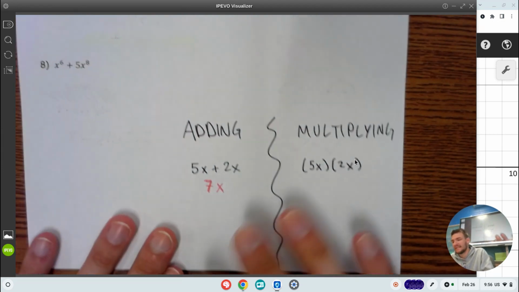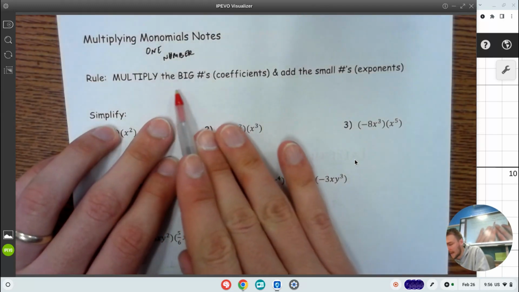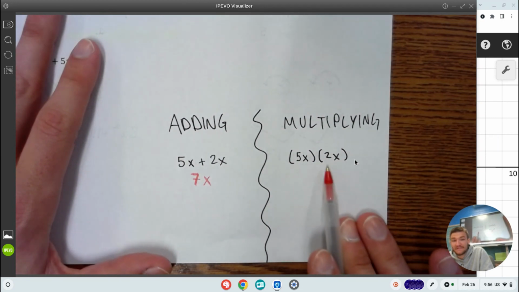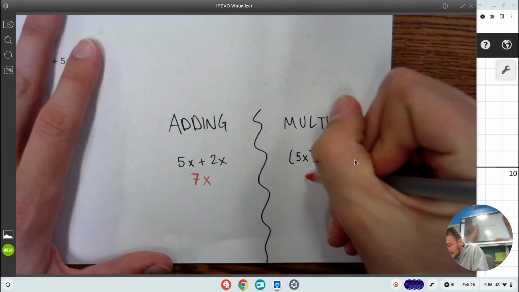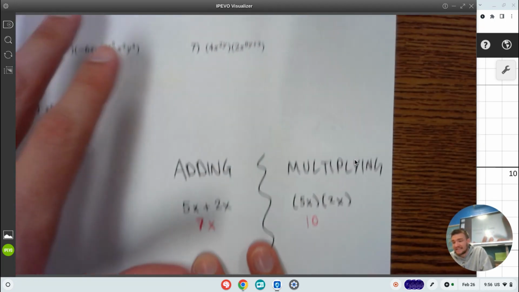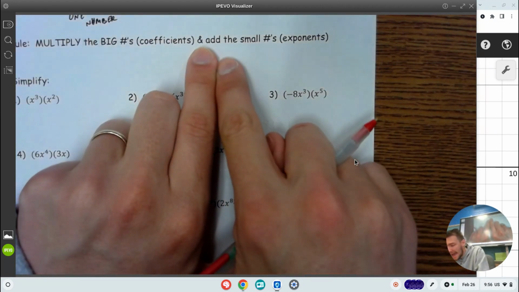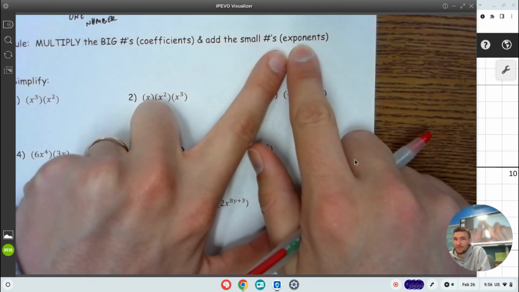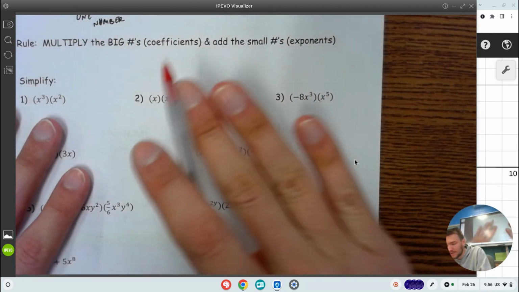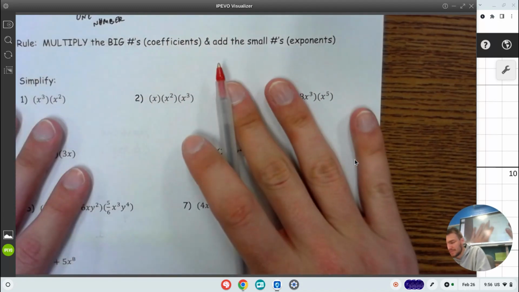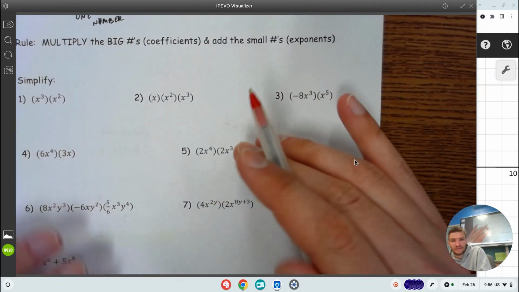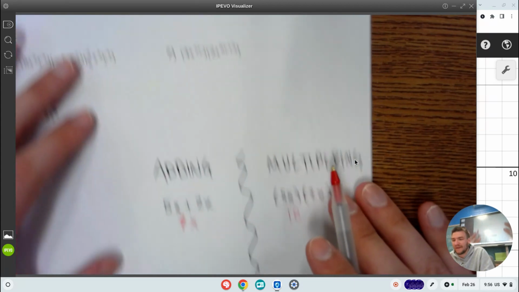Now, if we read the top of the notes, it says to multiply the big numbers, which are the coefficients, okay? So if we're going to multiply them, what is 5 times 2? 10. And then it says to add the small numbers, which are the exponents. So this is definitely different. When we did adding, it was totally leave the letters alone. When we do multiplying, you have to change the exponents. You have to add them up, which is very strange.